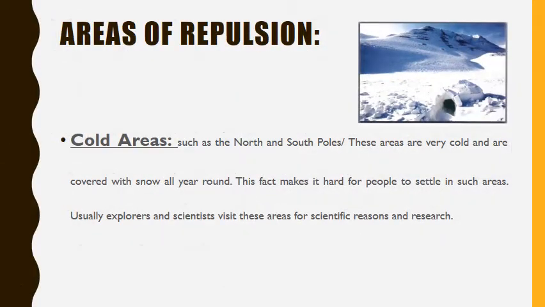Number 3. Cold areas. Such as the North and South Poles, these areas are very cold and are covered with snow all year round. This fact makes it hard for people to settle in such areas. Usually, explorers and scientists visit these areas for scientific research or for other reasons.